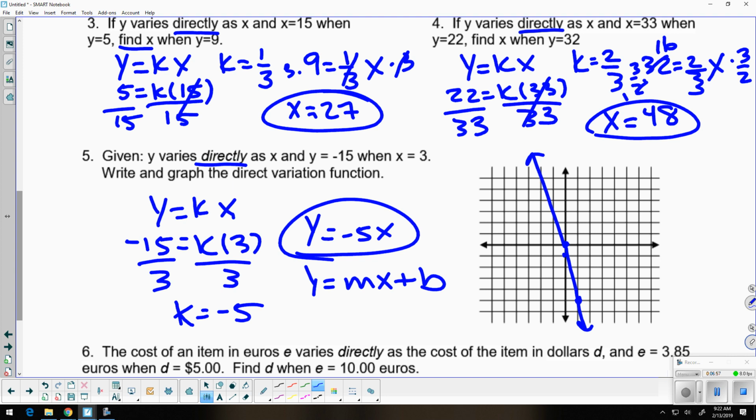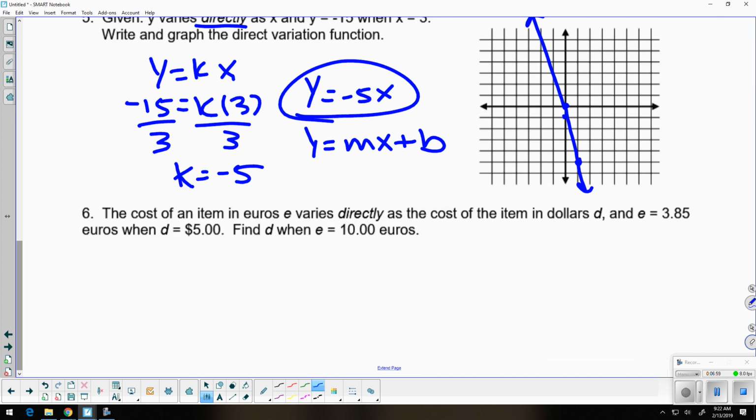Okay? So last one down here at the bottom, the cost of an item in euros E varies directly as the cost of the item in dollars D. So let's just set this up. So again, we have y equals kx because it's direct variation, but let's use their variables. They say that E varies directly as D. So that'd be that E equals k times D. The euros varies directly as dollars D. It says 3.85 euros when you have $5, 5 US dollars. So we want to know how many US dollars I would have if I had 10 euros.